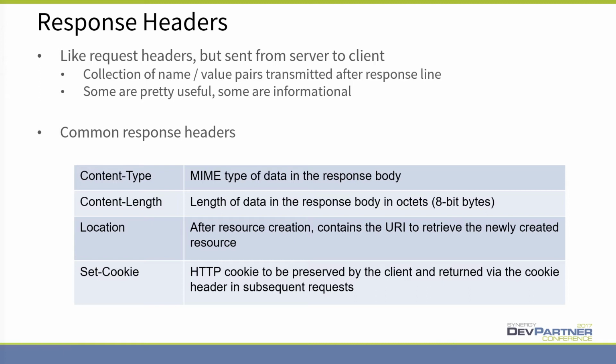Very common ones that you will pretty much always see. Content type is basically indicating the type of data coming back to you. Content length, pretty much all web servers implement this, so it will tell you how long the data in the body is. Location is that one that we mentioned earlier that I've seen not implemented more often than I've seen it implemented, and it's a shame. It basically says you've just created something, here's the resource identifier that would let you retrieve it.